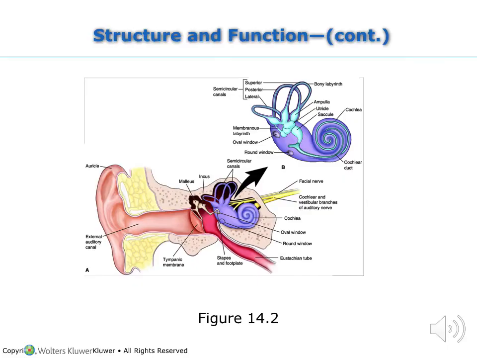Moving on to the ears. Again, this picture is from your textbook. It's just a general overview of the anatomy of the ear and the different parts of the ear. The ear is basically divided into 3 parts: the outer ear, which includes the ear canal; the middle ear, which is behind the tympanic membrane, also known as the eardrum; and then the inner ear, which consists of the bones and nerves.